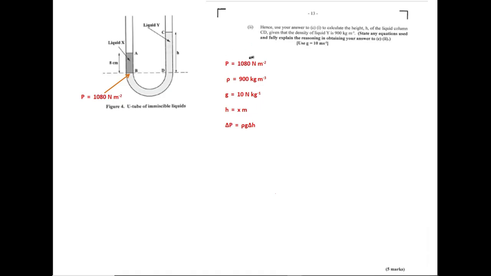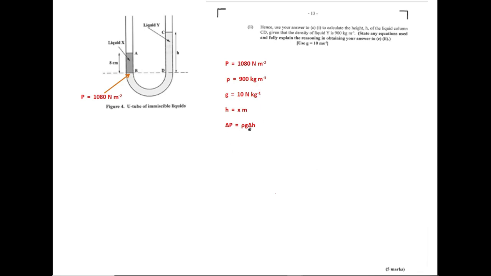So now we're going to use the pressure. We know the pressure that's exerted here on this liquid is 1080, and we know the density of the liquid is 900 kilograms per cubic meter, and then we're going to use 10 newtons per kilogram, and then we're looking for h. If we stick this in, well, first we have to solve for h.